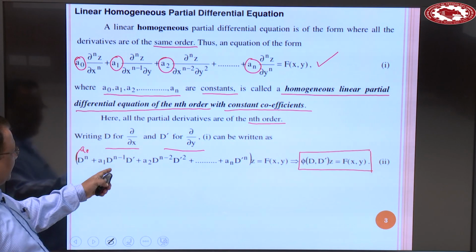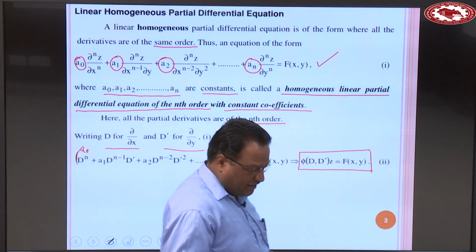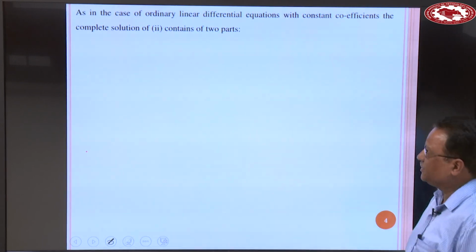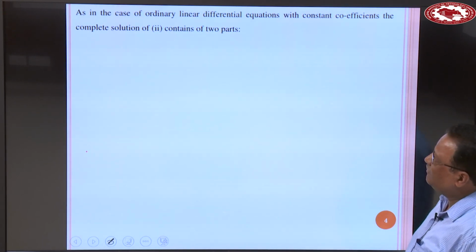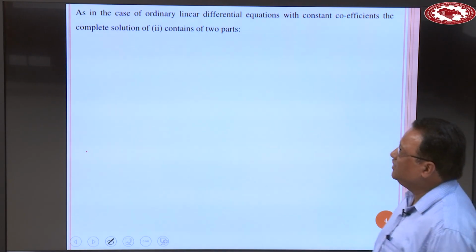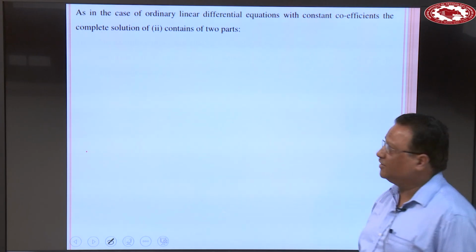dn plus a1 dn minus 1 d dash plus and so on. So this equation is a homogeneous linear partial differential equation. As in the case of ordinary linear differential equations with constant coefficients, the complete solution of equation 2 contains two parts, as usual: complementary function and particular integral.